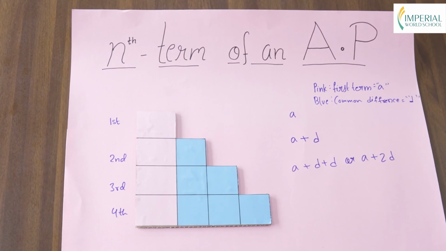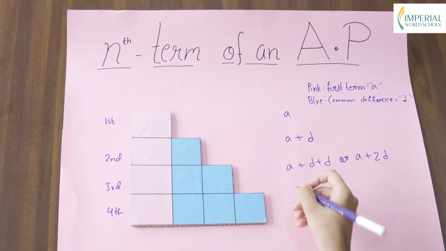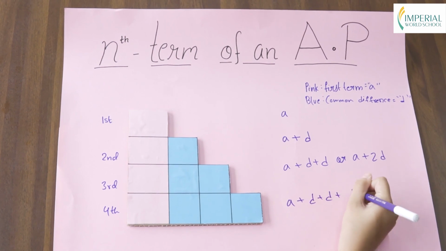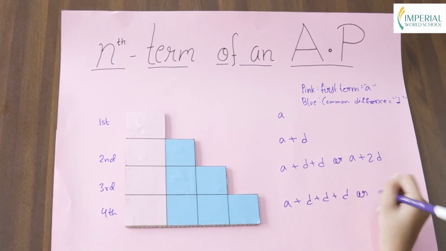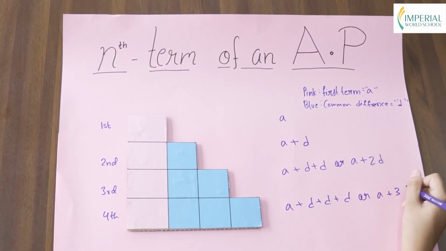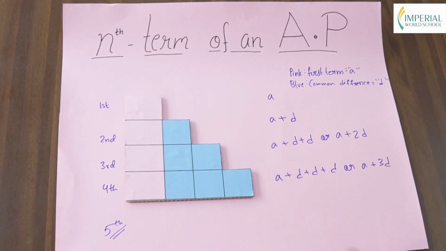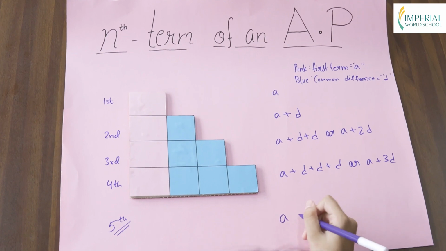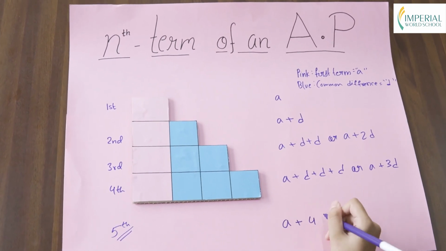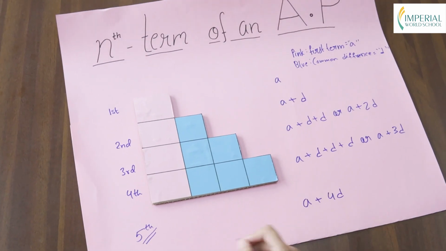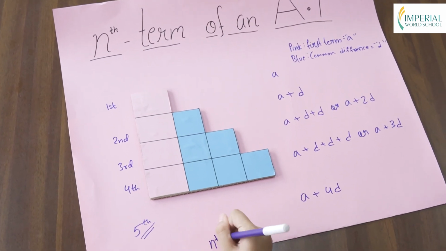And in the fourth term, as we can see it go on, and we can count how many differences there are, 1, 2, 3, we can write it as A plus D plus D plus D, or A plus 3D. For the fifth term, looking at the pattern, we can state that it would be A plus 4D. Now, what if we don't know what term it is? Suppose it is the nth term.